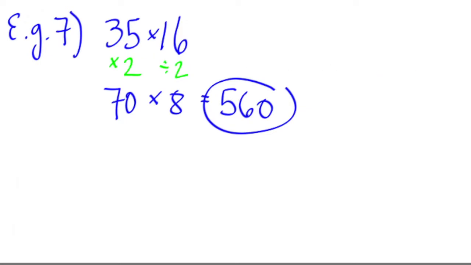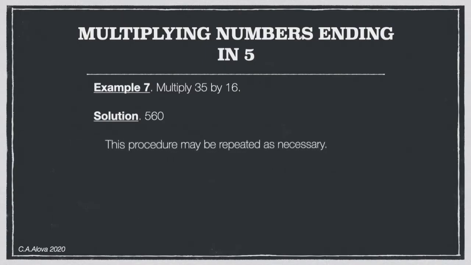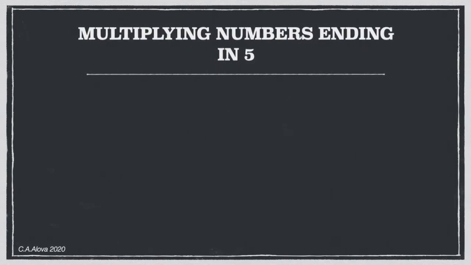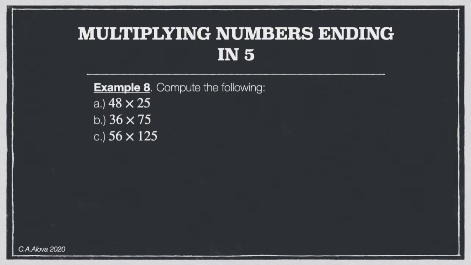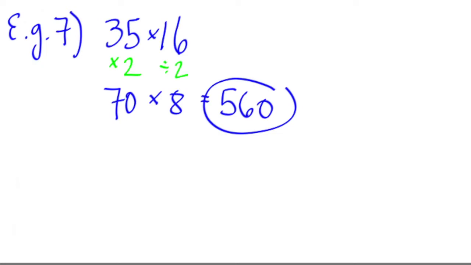And also take note, as an additional point, this process of doing this on one of the factors ending with 5 can be repeated as many times as necessary. For example, we'll compute the following. All of them are ending with 5, right? All of them are ending with 5. So let's see.